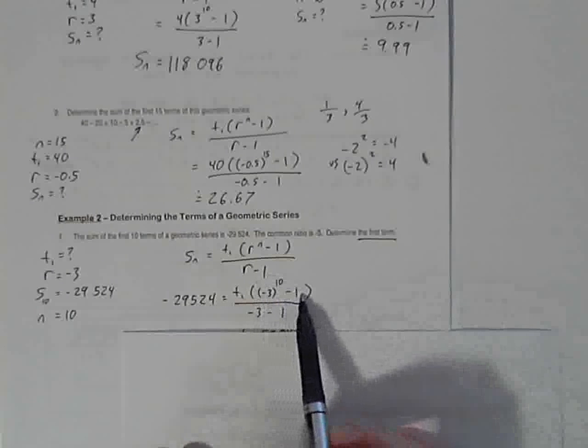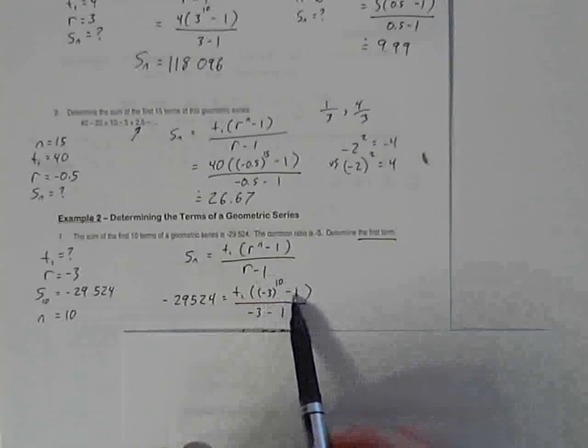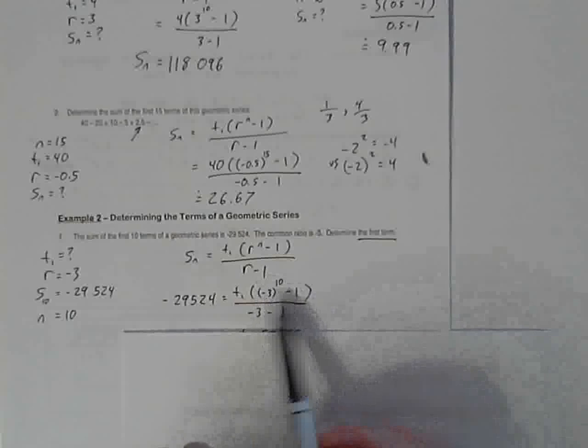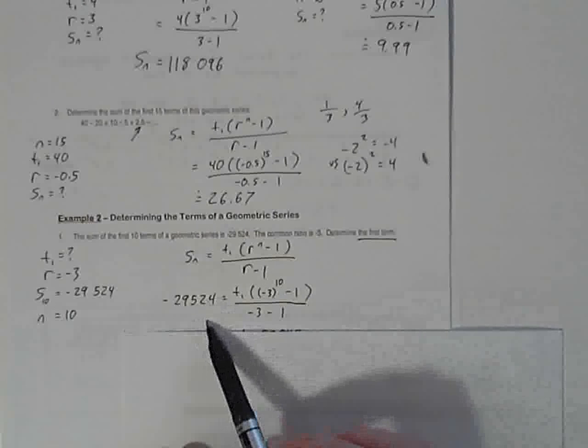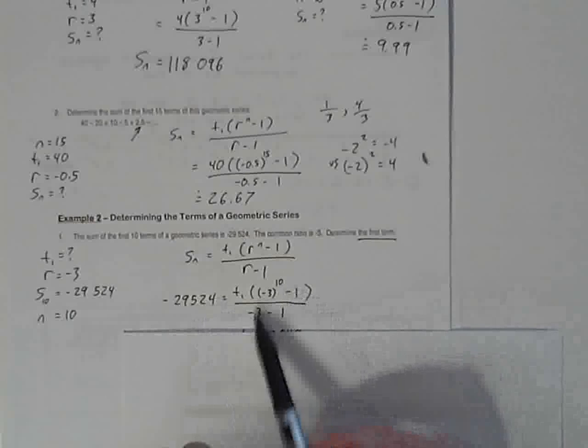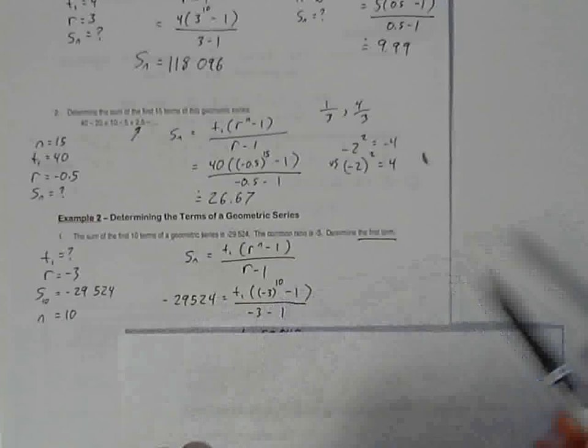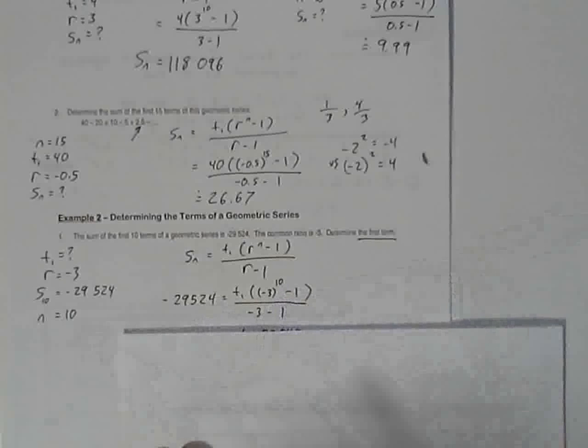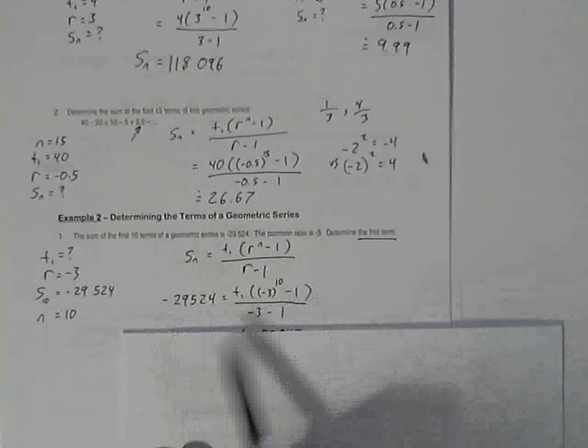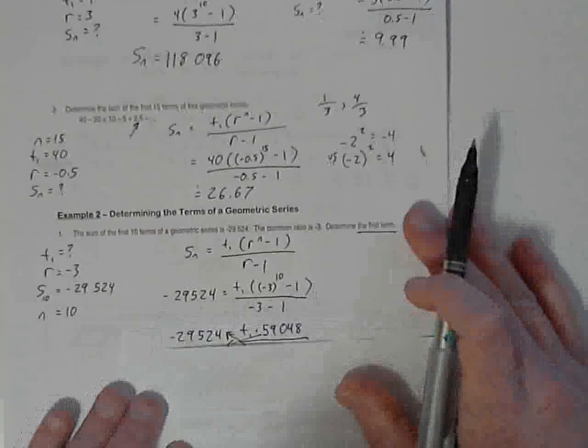That's what I said here. So I calculated the top inside the brackets should equal 59,048. On the bottom it equals -4. And the bottom moves up, top moves down. And that's what you get for your answer. Should be actually just a simple number, T1 equals 2.